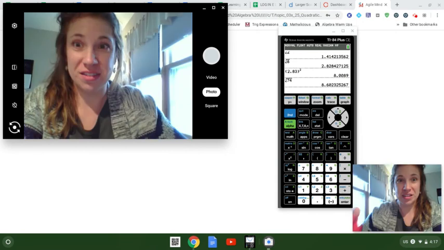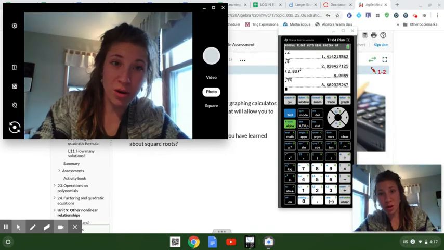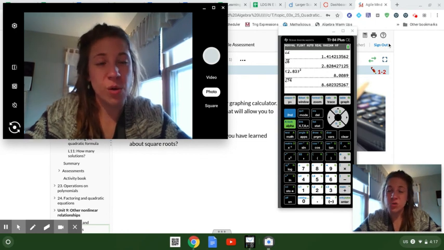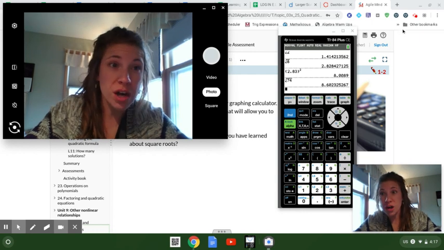Now, next time we meet, which is on Friday, we are going to talk about some of the situations where you can't use square roots. But for now, I just want you to practice matching up the graphs, solving by square rooting, and on Canvas, it'll link you out to Desmos. Completing that is your homework.